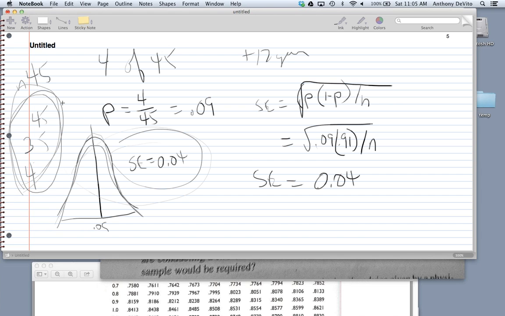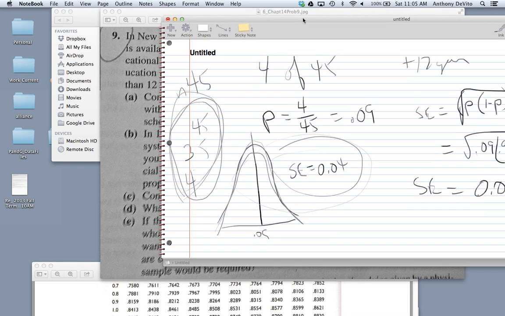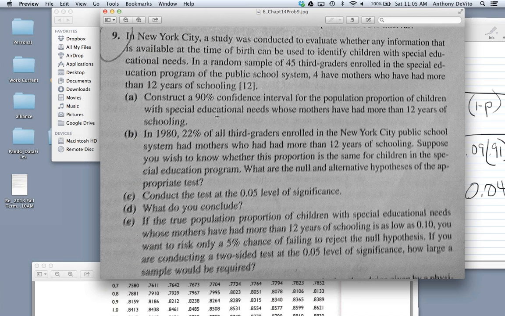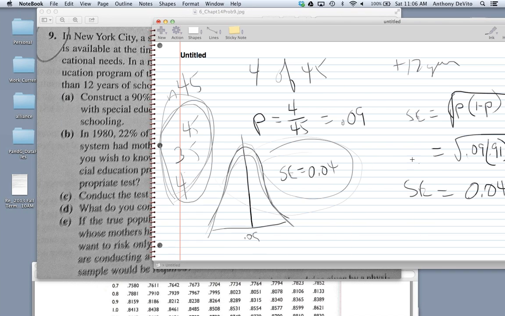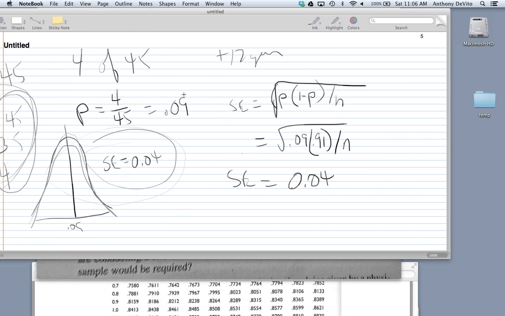Okay, so now let's take a look at the question that they're asking us that we're going to base our answer on. And that is, construct a 90% confidence interval for the population proportion of children with special education needs whose mothers have more than 12 years. So we want a 90% confidence interval. So I'm going to look at question A, 90% confidence interval.